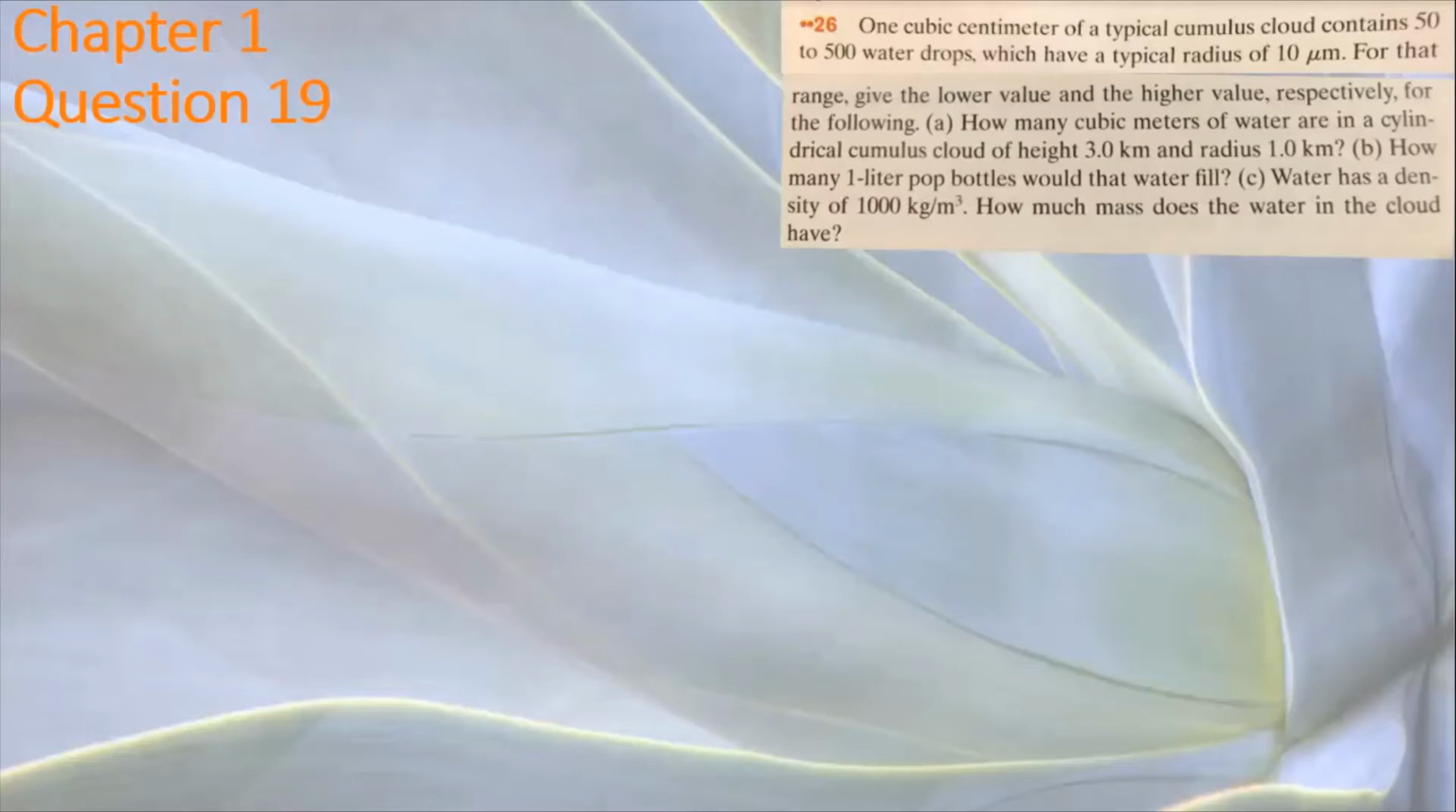How many cubic meters of water are in a cylindrical cumulus cloud of height 3 kilometers and radius 1 kilometer? How many 1 liter pop bottles would that water fill? And water has a density of 1,000 kilograms per meter cubed. How much mass does the water in the cloud have?